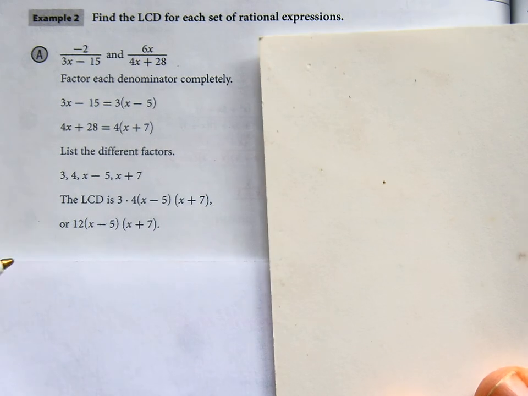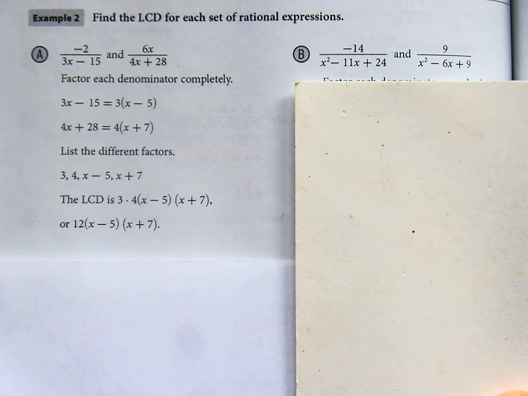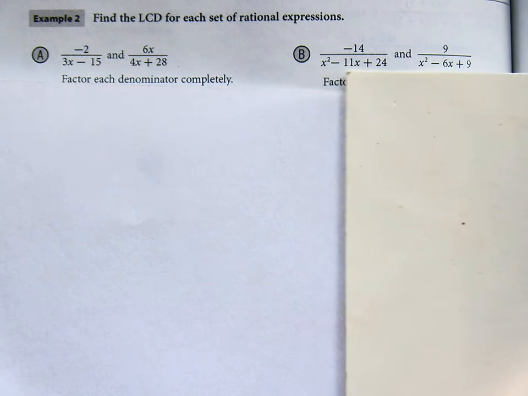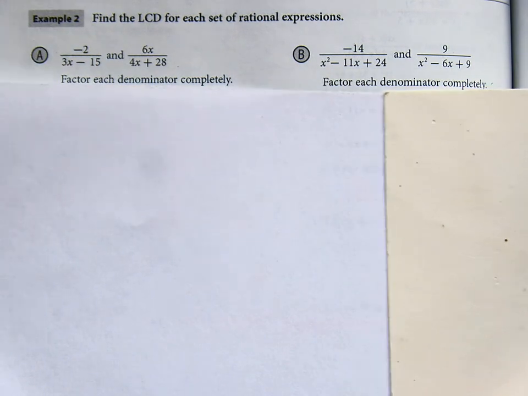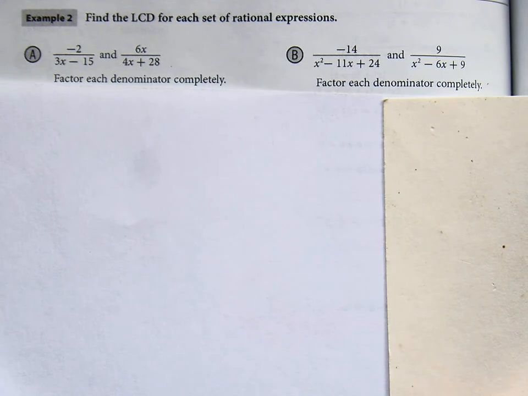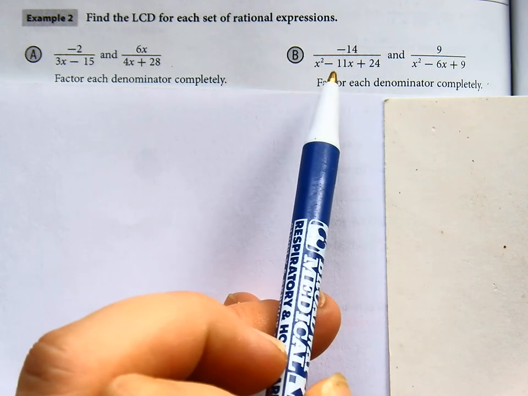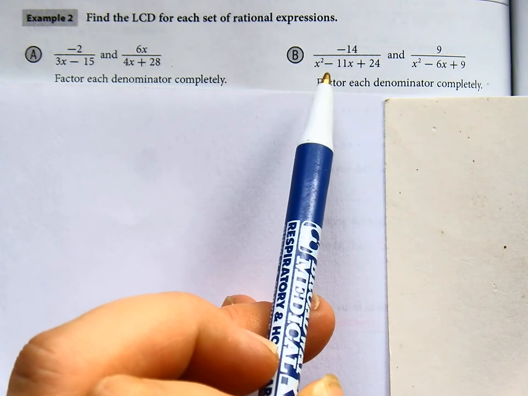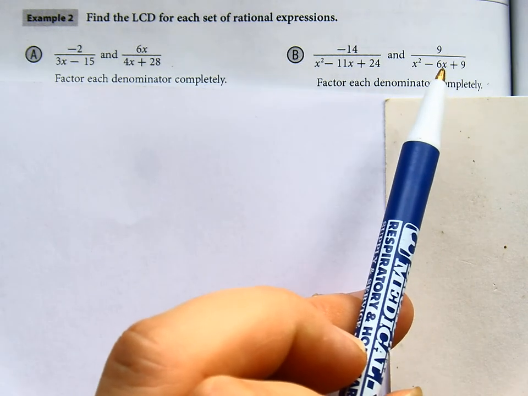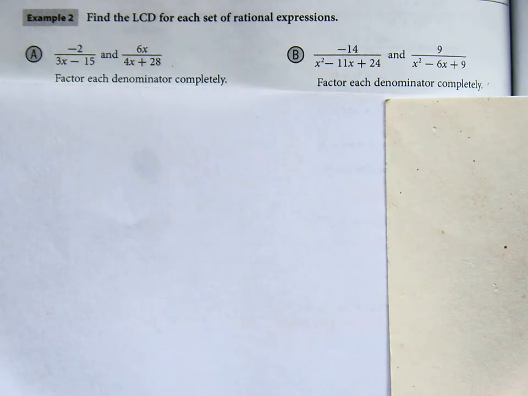Alright, so let's try B. It says factor, so come back up. Factor each denominator completely. So go ahead and take a moment and factor both of those. Remember, you're basically looking for factors of 24 that add to equal 11, and they're both going to be negative since we're adding. And factors of 9 that add to equal 6, and they're both going to be negative since, again, we're adding, the signs are going to be the same.